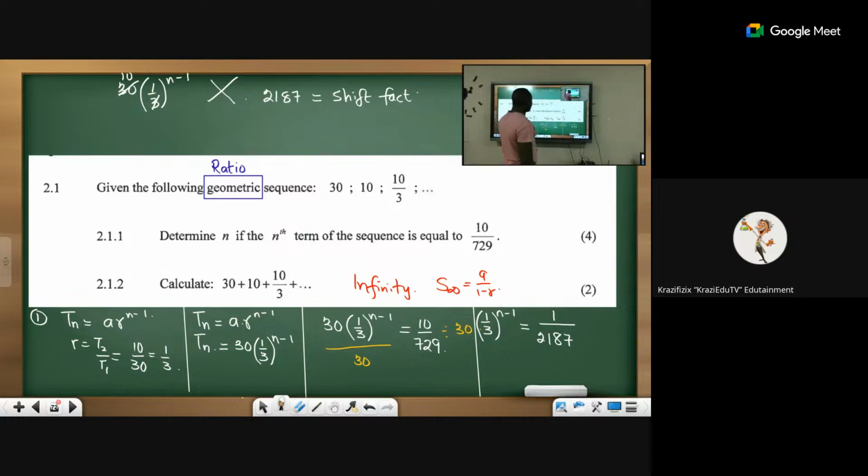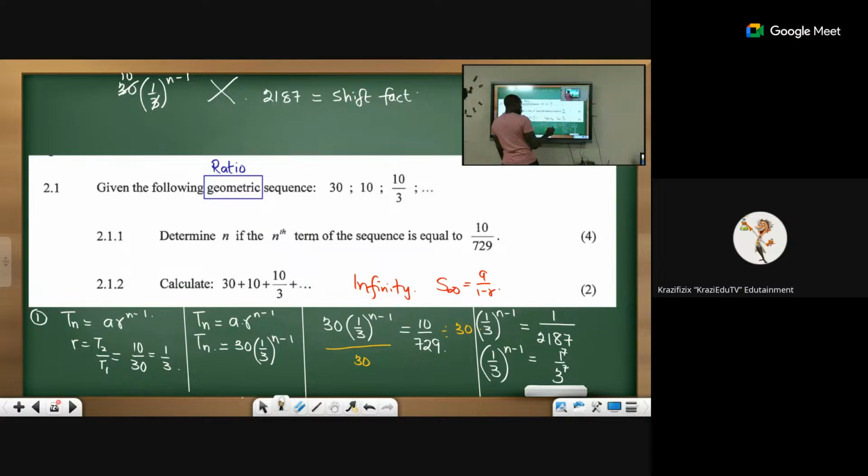Somebody talk to me. 2187 equals to shift fact on your calculator. 6 or 7? 3 to the power 7. Beautiful. So we're saying 1 over 3 to the power n minus 1 is 1 over 3 to the power 7. Meanwhile, 1 can be written as 1 to the power 7.